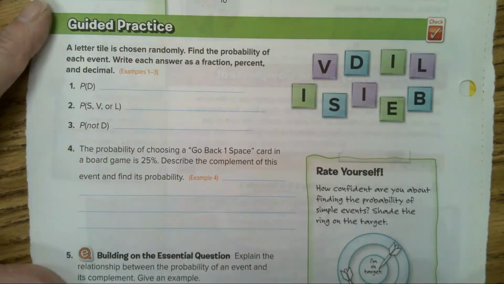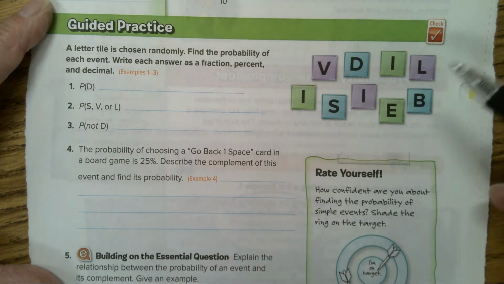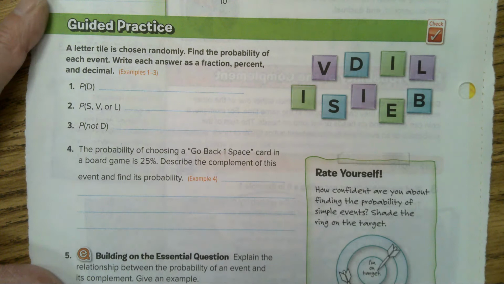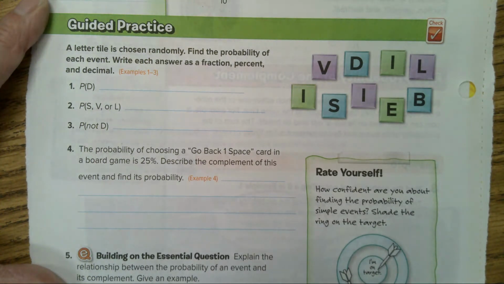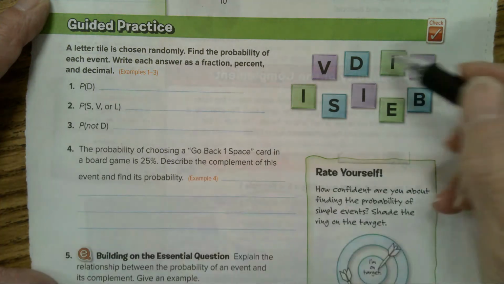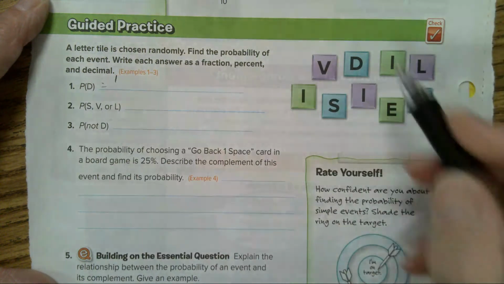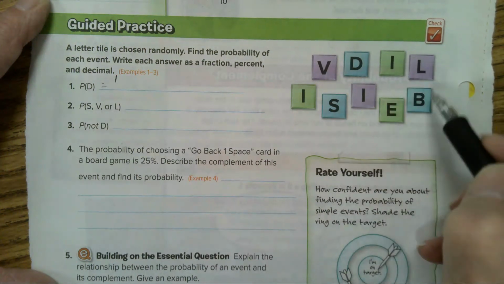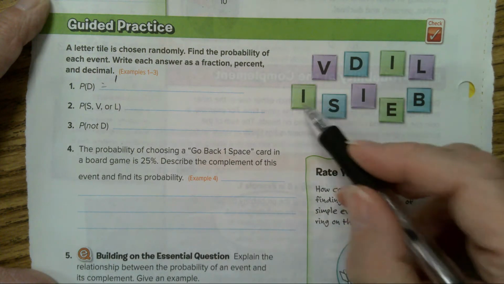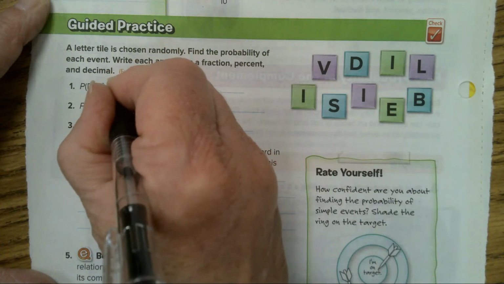We have these letters over here. They sort of are like spring pastel colors. A letter tile is chosen randomly. Find the probability of each event. Write each answer as a fraction, percent, and a decimal. Okay, what's the probability of a D? Well, it looks like there's only one out of 1, 2, 3, 4, 5, 6, 7, 8, 9. So it's 1 out of 9.